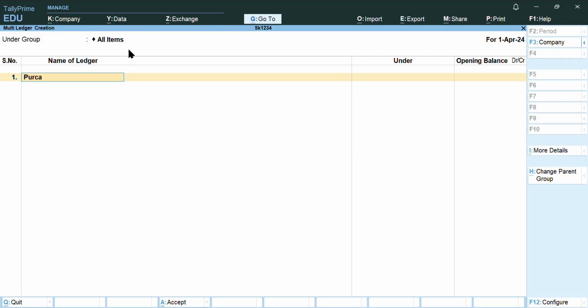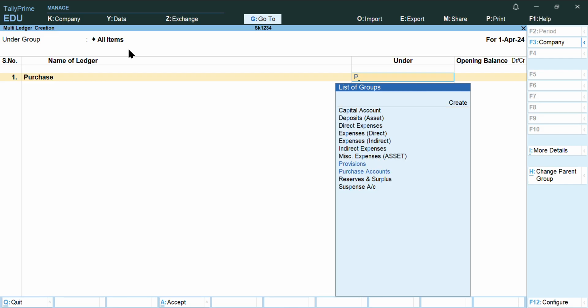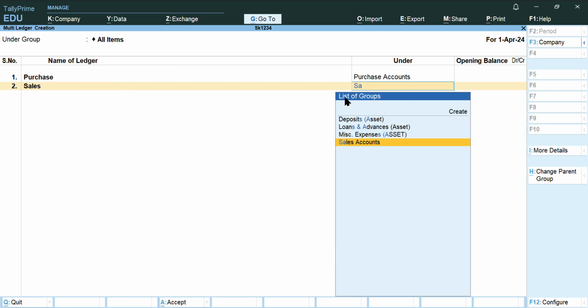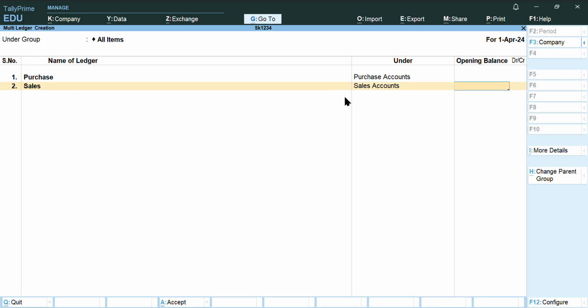Okay, purchase. There's some problem in my system. Sometimes the keys do not work. Purchase. Okay, now category of purchase is purchase accounts. There is no balance here. You see, we won't write any balance because these are needed in the question. These were not there. Sales, for sales category is sales account. Then you have the amount. We won't write any amount here.